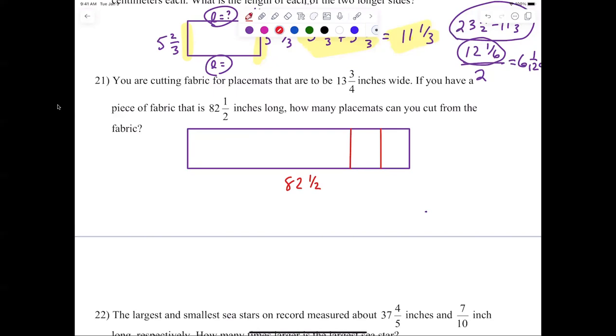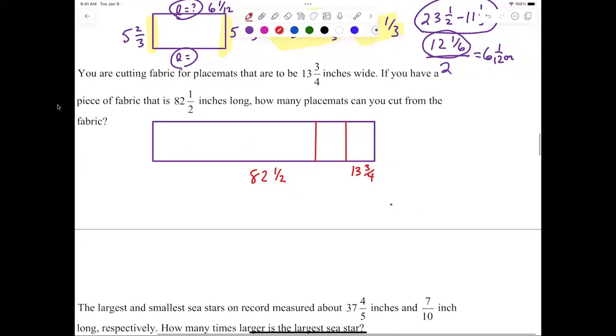And I'm cutting it 13 3/4 inches. So that's why she did 82.5. I'm taking the 82.5 and I'm dividing it into 13 3/4 inches. Is everybody happy with that explanation? All right, so I want everybody to take 82 1/2, divide it by 13 3/4, and Brooklyn, tell me what that is.